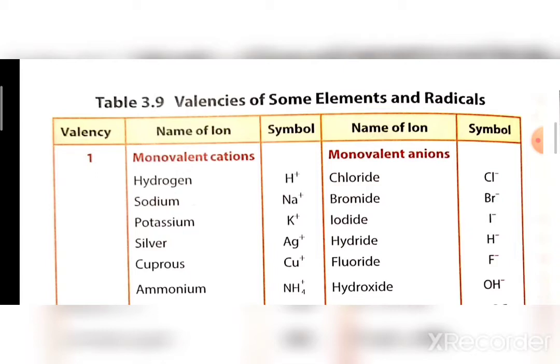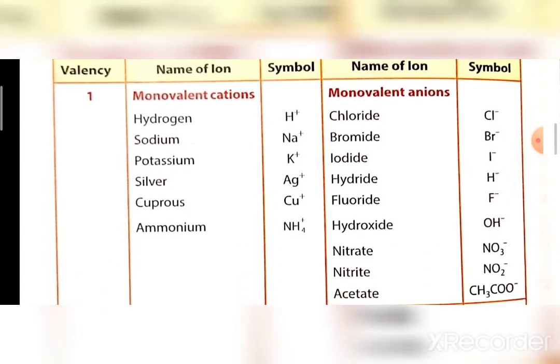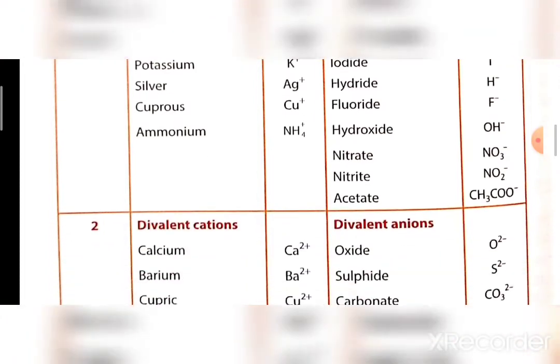Monovalent means valency 1. So they are hydrogen, sodium, potassium, silver, cuprous. Cuprous is copper, ammonium, and in negative it is chloride, bromide, iodide, hydride, fluoride, hydroxide, nitrate, nitrite and acetate. All these are having one valency, whether plus 1 or minus 1.